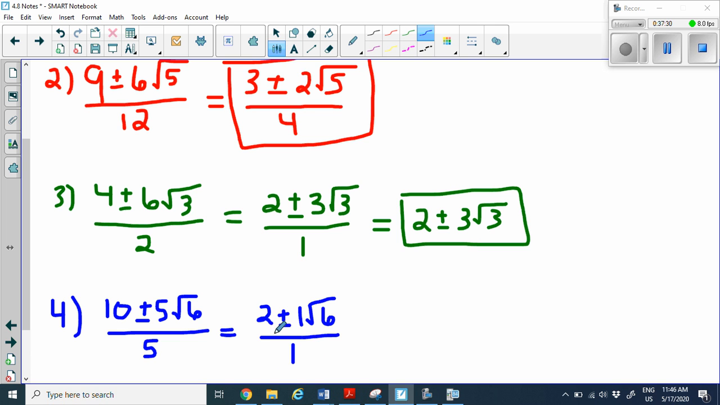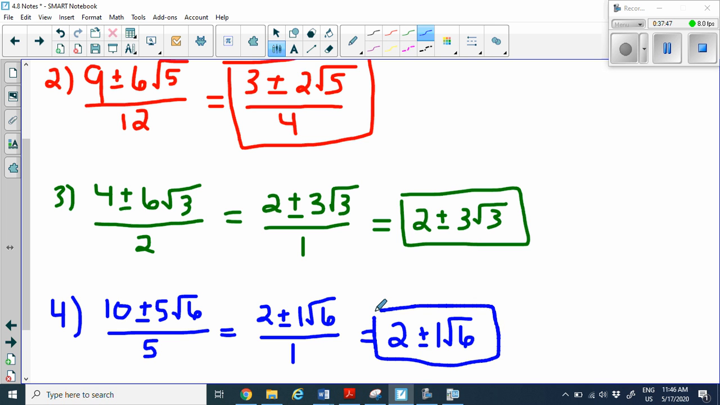So notice I got a 1 in my denominator. When that happens, I'm going to write my numerator as my final answer. So I have 2 plus minus 1 square root of 6. And I'm going to box it because that is going to be my final answer.